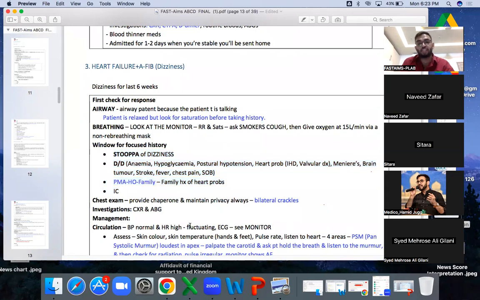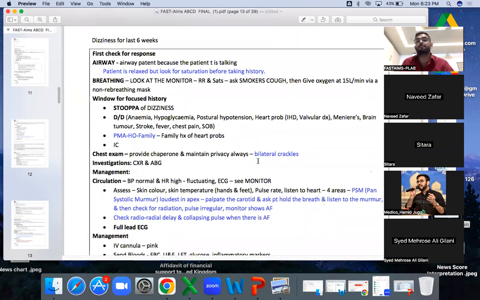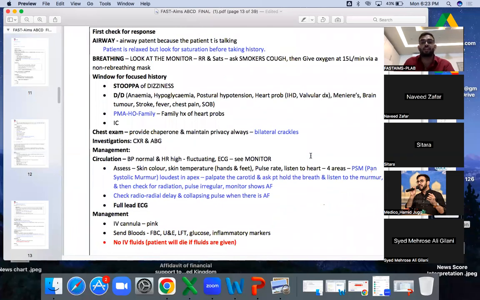Okay, in the examination, again, you will find bilateral crackles. This is one clue. It cannot be unilateral crackles, because in the pneumonia scenario it can be unilateral crackles. Here, bilateral crackles, because heart failure cannot be with unilateral crackles. It is always bilateral crackles. In pneumonia, it can be bilateral crackles, but in the heart failure scenario, it will always be bilateral crackles. Okay.